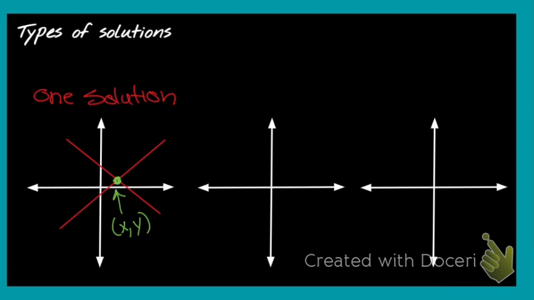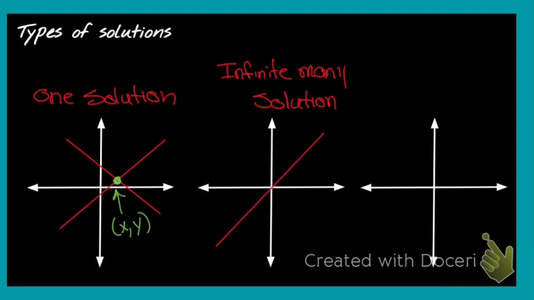The next type of solution that we could possibly see is called infinite many. Infinite means unlimited. The way we can identify infinite many is that when we graph those lines, we're actually graphing that exact same line twice. So there's going to be a match. If we're graphing exactly the same line twice, then that's going to be an infinite many solution.